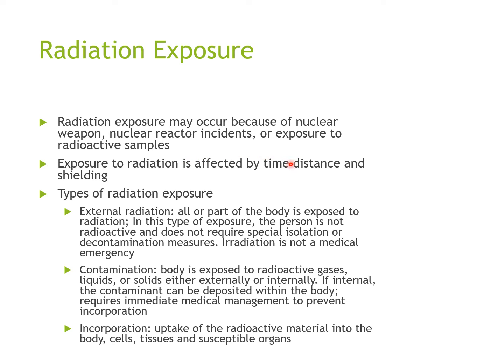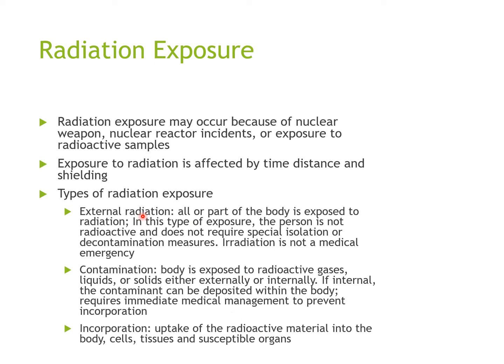So we already know that radiation is affected by time, distance, and shielding, and there are different types of radiation exposure. You want to think of this from the worst, which is incorporation, to the one that's not as bad. So you have external radiation, contamination, and then incorporation. When you're thinking of incorporation in terms of radiation exposure, know that the radioactive material is literally inside your body, cells, tissues, and all your organs, and it's doing some serious damage.